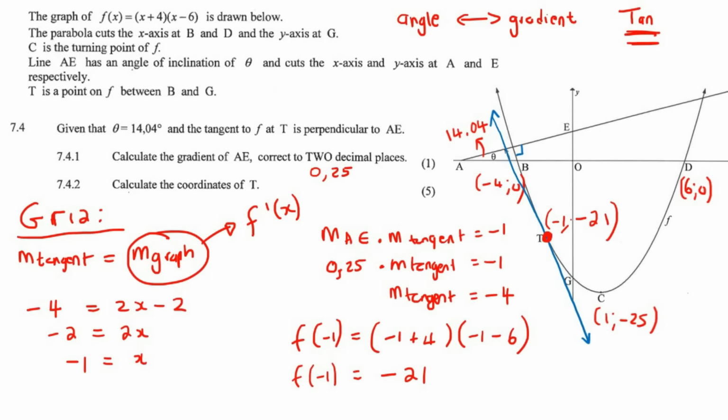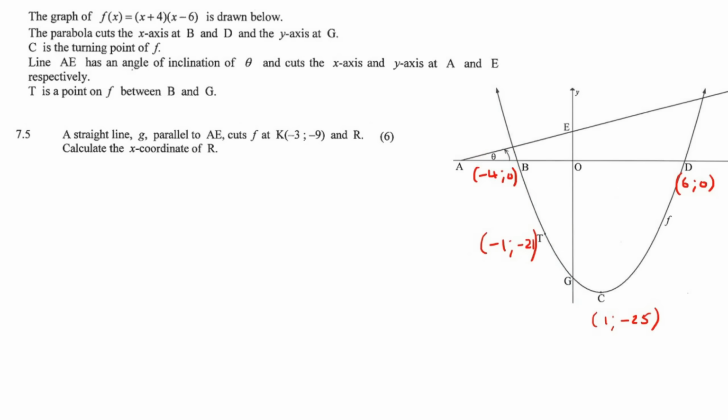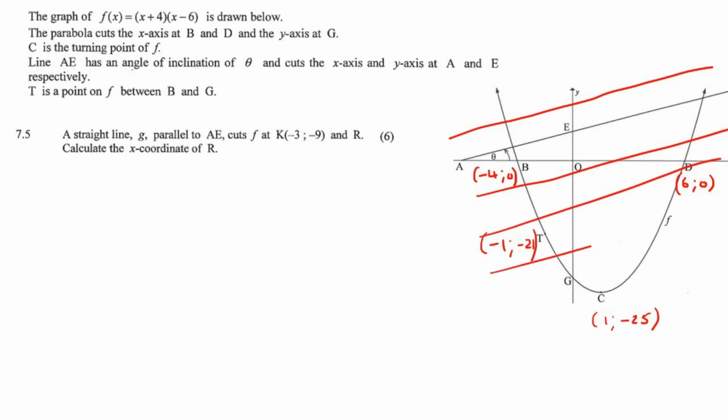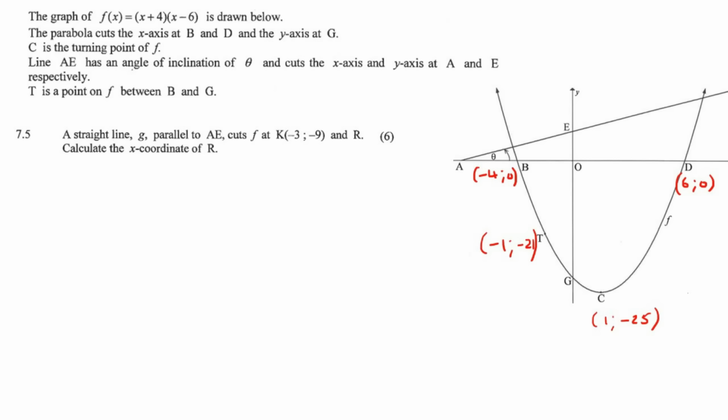So there we go. I've shown you the grade 11 method and the grade 12 method. Let's move on. So here's this one. It says that a straight line, which is G, is parallel to AE. Parallel to AE is like that, or that, or that. You know, that's what parallel is. And it says that it cuts the graph F at -3, -9. So let's try to predict where that is. Maybe you want to pause, but that's somewhere here, right? -3, -9. So it's a line that's parallel, so it's going something like that.